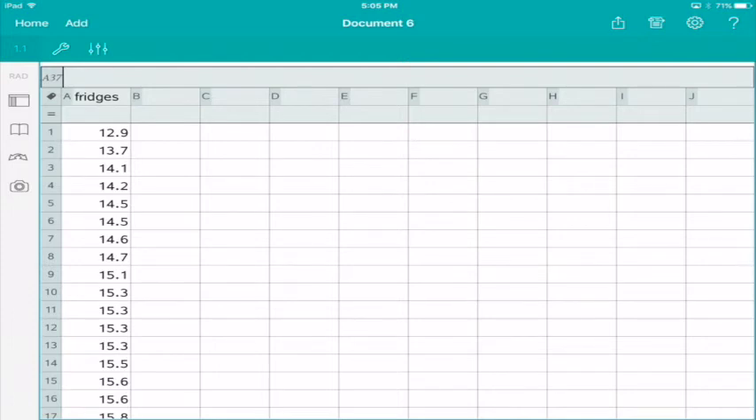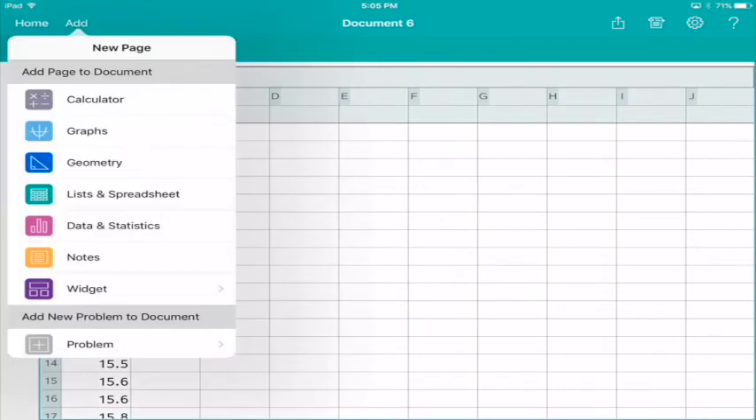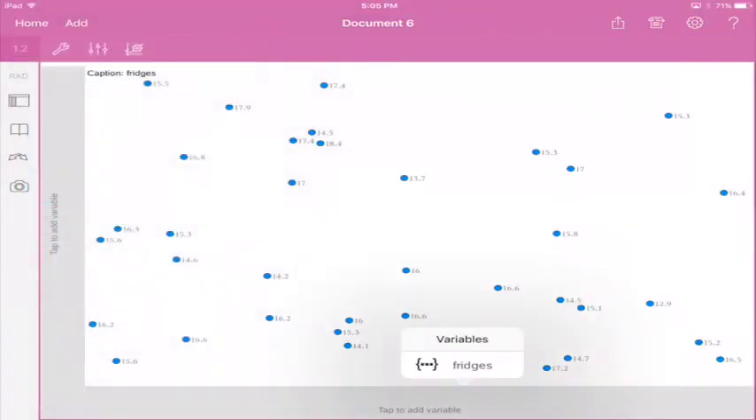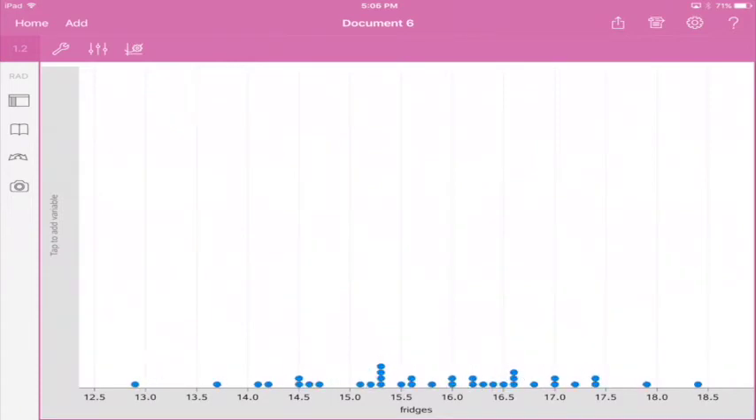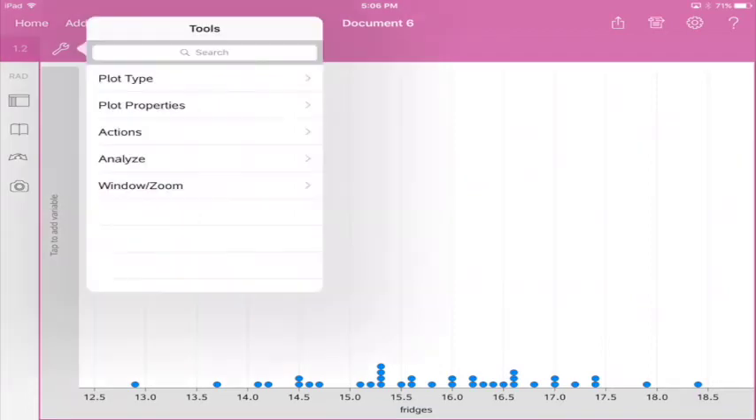What you need to do is add a data and statistics page, and now we can look at the dot plot. So this dot plot doesn't show us too much. You can see that there's a lot going on in the middle here and a few things on the ends, which is good because remember, we want the majority of our data to be in the middle and then less on the ends because that's normal. But this is a little hard to see. So what we're going to do is we're going to make it into a histogram.